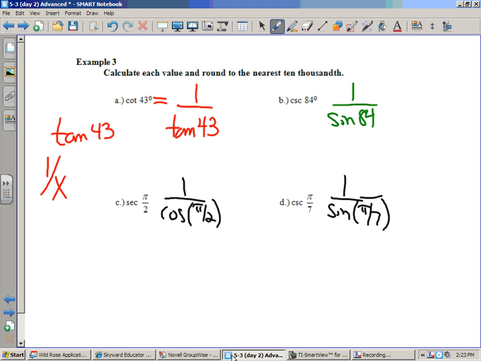Make sure you're in degrees. So tangent 43, or 43 tangent I think you have to do, and then the 1 over x. Once you get the answer. All right, this one? Okay.